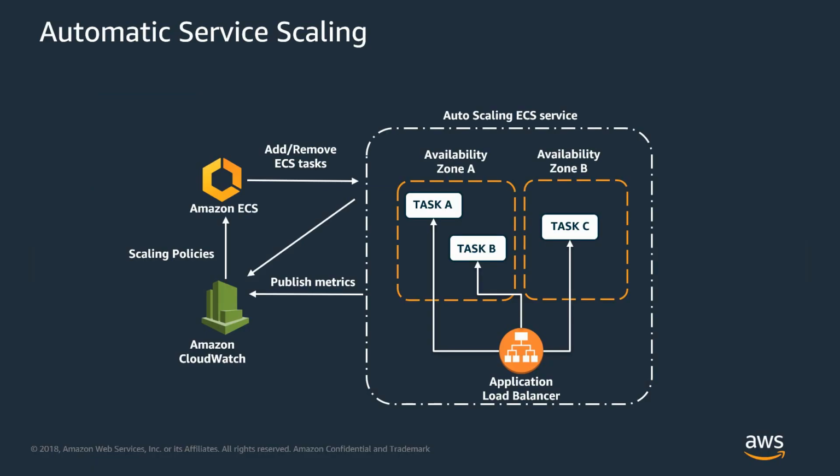Now let's take a look at automatic service scaling in ECS. Your Amazon ECS service can optionally be configured to use service autoscaling to adjust its desired count up or down in response to CloudWatch alarms. Amazon ECS publishes CloudWatch metrics with your service's average CPU and memory usage. And you can use these service utilization metrics to scale your service up to deal with high demand at peak times, and to scale your service down to reduce costs during periods of low utilization.